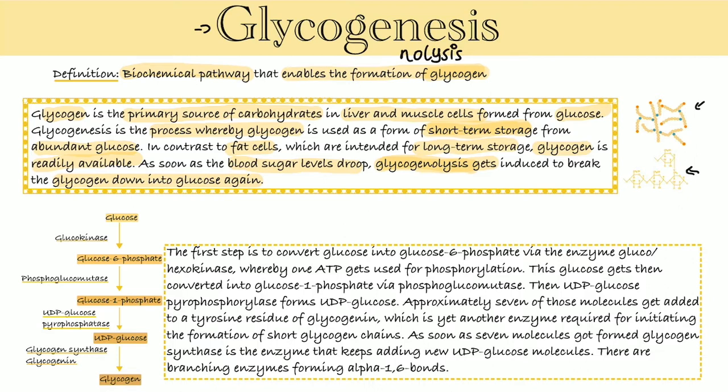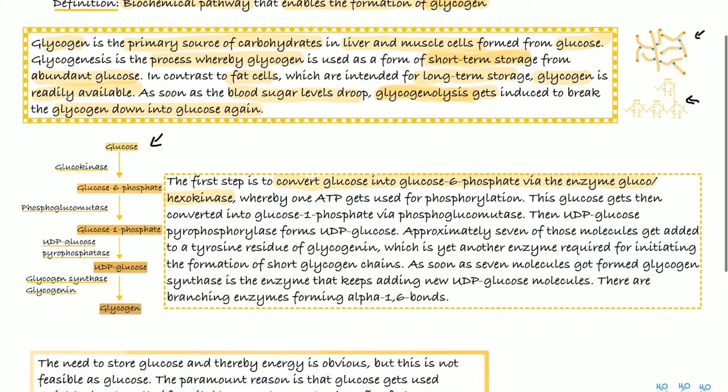Now, let's talk about the steps in glycogenesis. First we have to convert glucose into glucose 6-phosphate via the enzyme glucokinase or hexokinase, depending on whether we're talking about liver or muscle cells. Then we convert it into glucose 1-phosphate via phosphoglucomutase, and then we form UDP-glucose via UDP-glucose pyrophosphorylase.